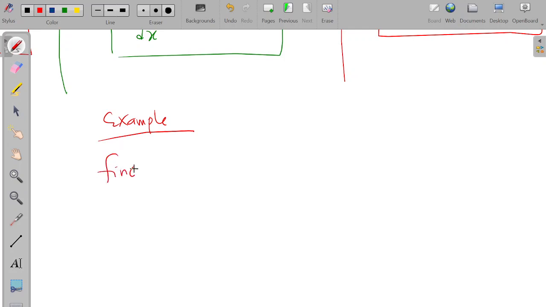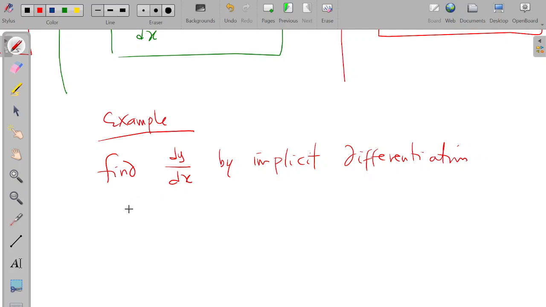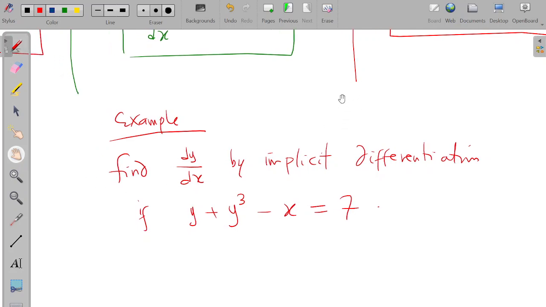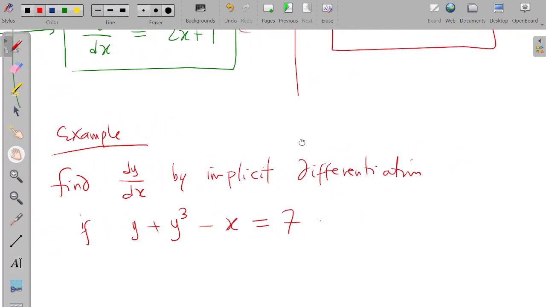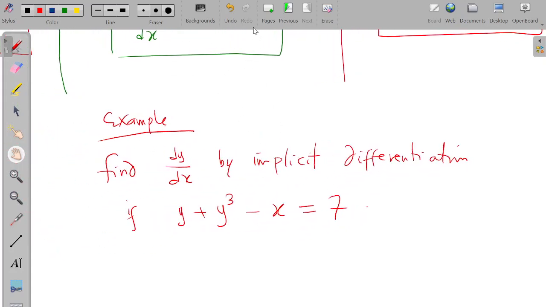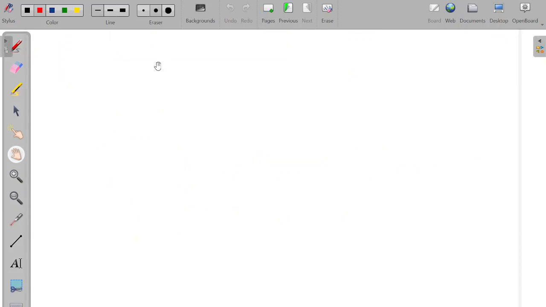Find dy over dx by implicit differentiation if y plus y cubed minus x equals 7. Don't forget that you don't need to make y the subject of anything. Just derive the way it is. Okay, so let's go to the next page. So what is given to us is this one.